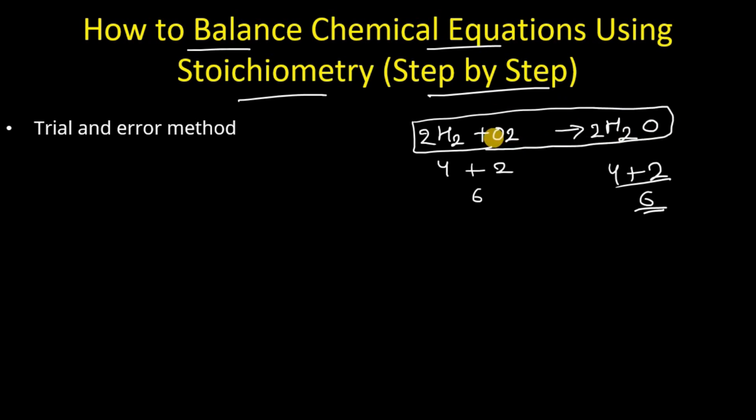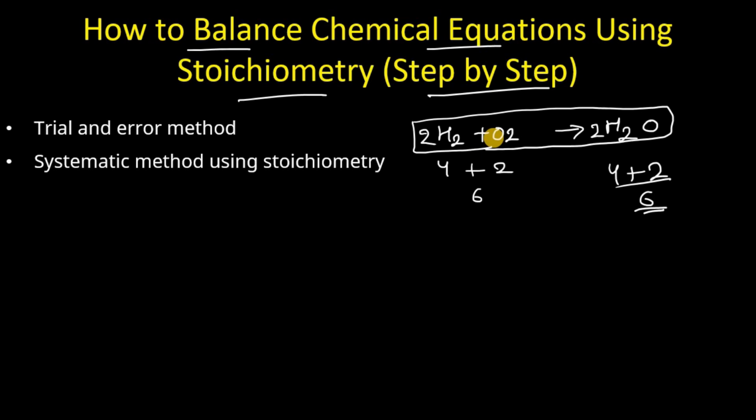If the equation is simple, then it is okay. But if the equation is complex, for example, the manufacturing of vinyl chloride, then this trial and error method becomes confusing, right? So that's what we will learn today. We will see a systematic method using stoichiometry to balance the chemical equation.